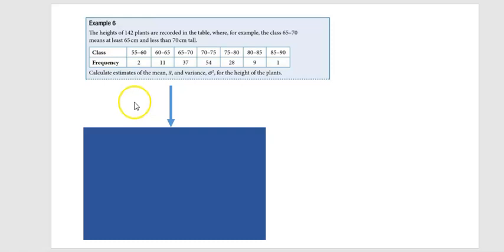Number 6. The heights of 142 plants are recorded in the table, where, for example, the class 65 to 70, that is the interval of that class, means at least 65 centimeters and less than 70 centimeters tall. We are to calculate an estimate of the mean and variance, and we have a table given. For us to do this, we need to calculate the midpoint of each class. That means we need more tables.